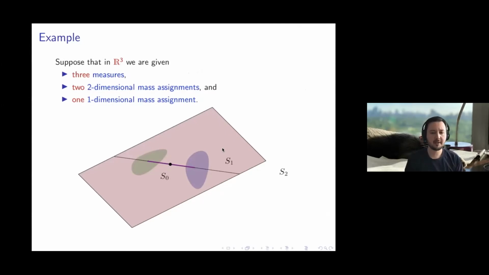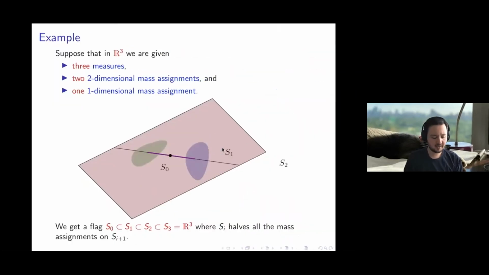So what I end up having is a sequence of affine spaces, S0, which is a point, inside S1, which is a line, inside S2, which is a plane, so that each of them has all the mass assignments on the next one. So it's a flag of nested affine spaces of dimensions 0, 1, 2, so that each has all the measures it should have.